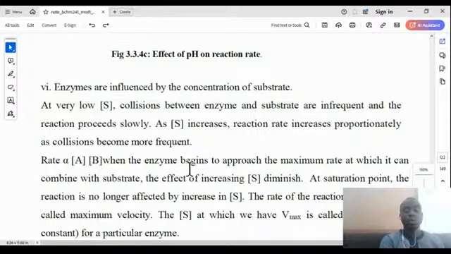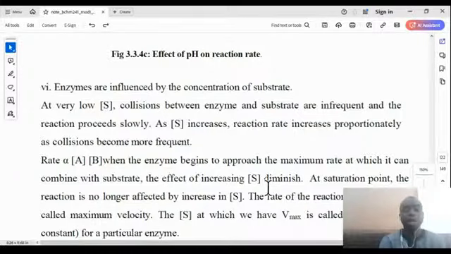The enzyme begins to approach the maximum rate at which it can combine with the substrate, and the effect of increasing substrate diminishes. Initially, at very low substrate concentration, the collision between the enzyme and the substrate is not frequent, but when you increase it, you have more collisions between the enzyme and the substrate. It means the enzyme is able to collide with the substrate and catalyze the reaction. As you increase more substrate, it reaches a point where the enzyme will be saturated, and the effect of increasing substrate, so that you have more collisions and more product formed, is diminished because the enzyme is saturated.